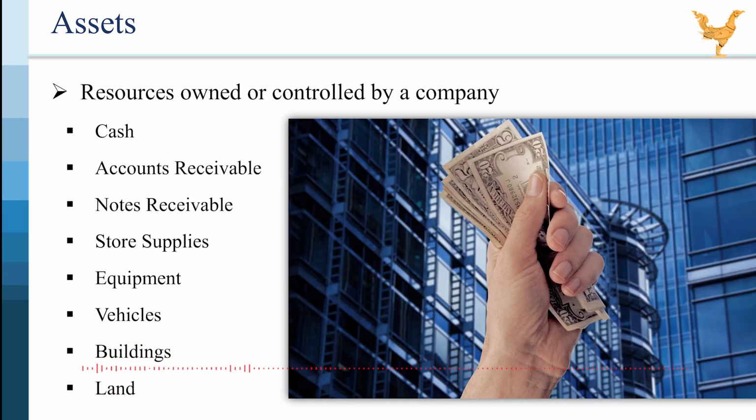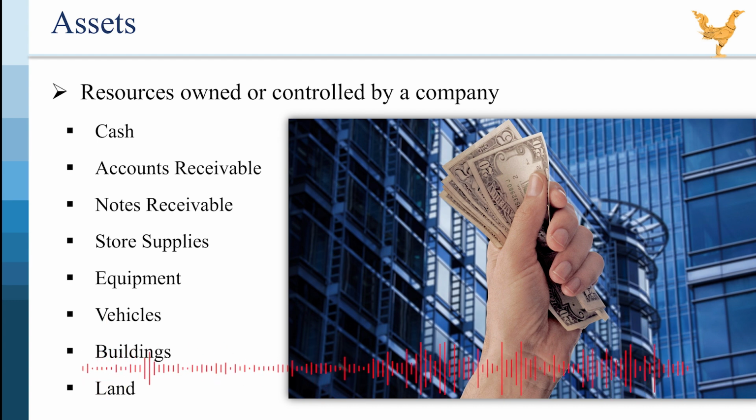Assets are things a company owns or controls that have value. Think of them as resources that can help the business make money, operate smoothly, or benefit in the future. Cash. This is the most basic asset, the money a company has readily available in its bank accounts or on hand. Accounts receivable. When a company sells goods or services on credit, the money its customers owe is considered an asset. It represents future cash inflow.